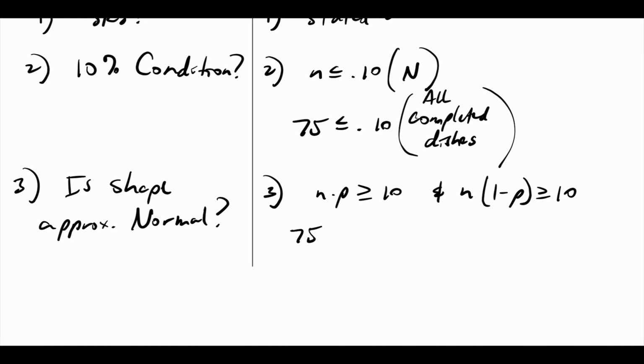N is 75. P. Do I have P? I know what it is, right? The true proportion of dishes served at the restaurants. I know what it is, but do I have a number for P? No, I don't. So what do I use? I need a number. Use p hat. If needed, use p hat. It's better than nothing. Is it perfect? Is it ideal? Nope, but we don't live in an ideal world.